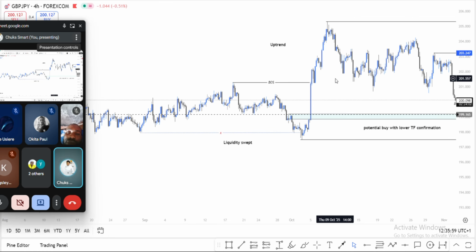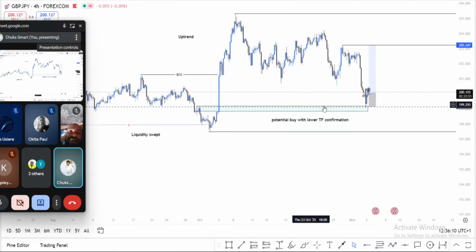What do we want to do? All we just want to do is to look for a place where we can enter and continue the trend of the market, which is buy. All we need is to look for a place to enter and continue the buy. So what did we do? We saw that price came to this breaker block.